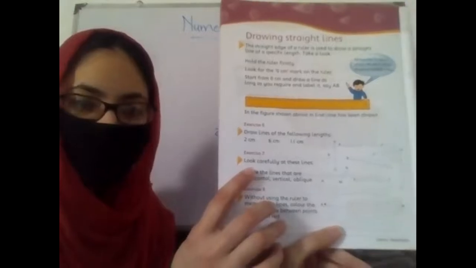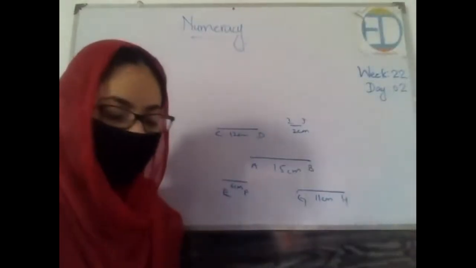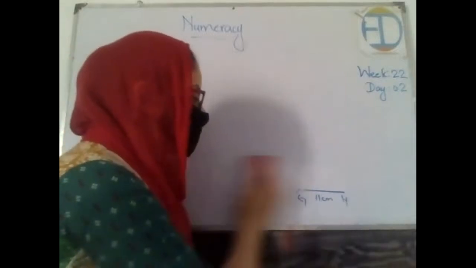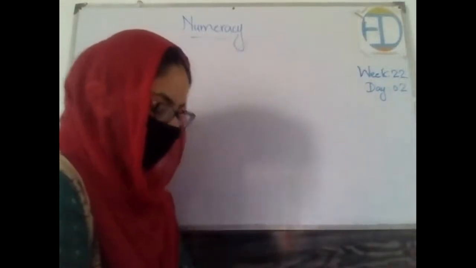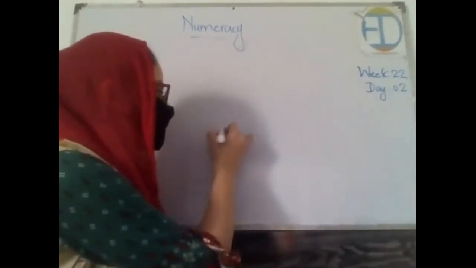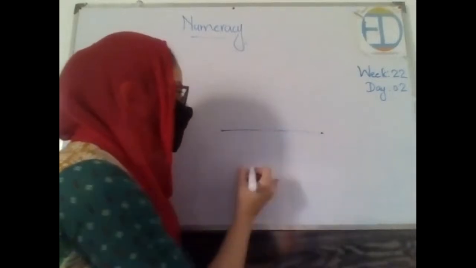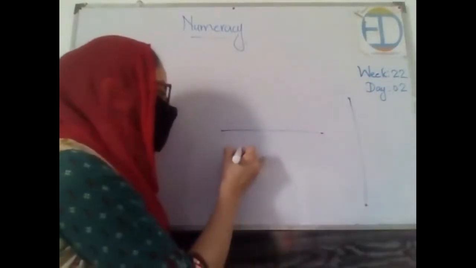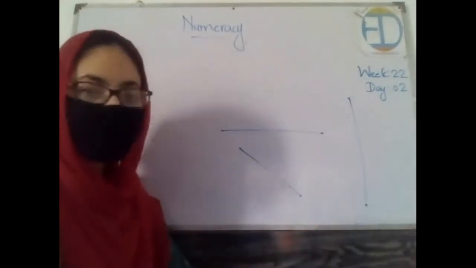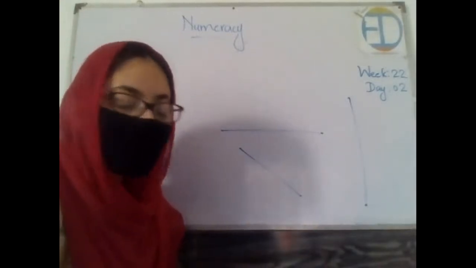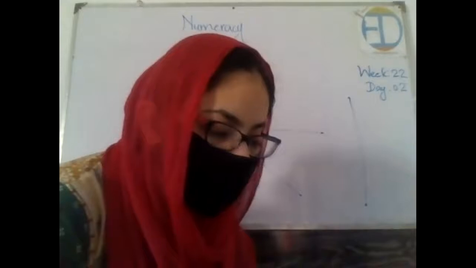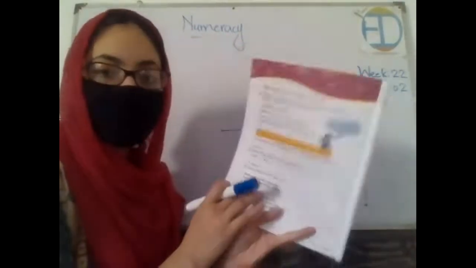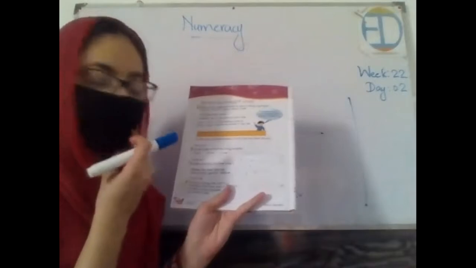Now look at exercise number 7. This is related to what we studied yesterday. Remember, in yesterday's class, we discussed 3 types of lines. The one was horizontal, the other was vertical, and then there was this oblique, right? We discussed this. Now this exercise is related to this. They say to look carefully at the lines, then name the lines that are horizontal, vertical, or oblique.